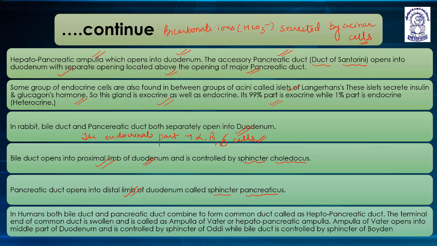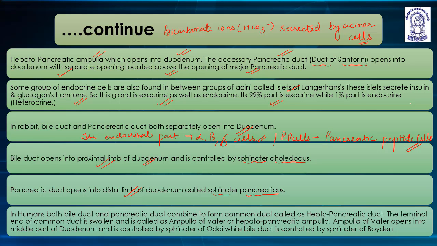There is another important cell type known as what? Pancreatic peptide cells, PP cells. These pancreatic peptide cells act on the pancreatic cells and inhibit the secretion of pancreatic juices.